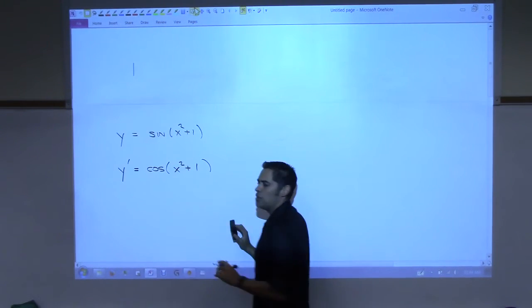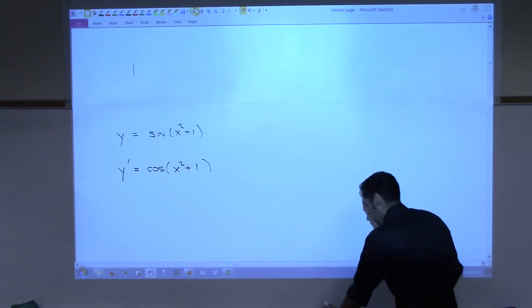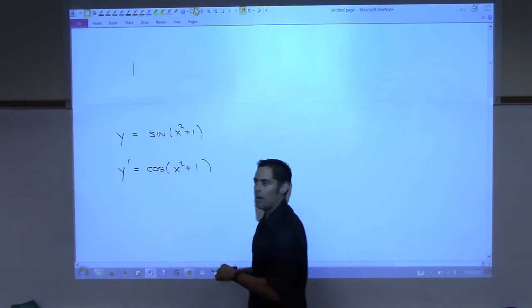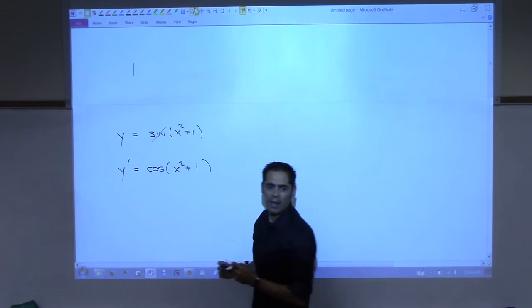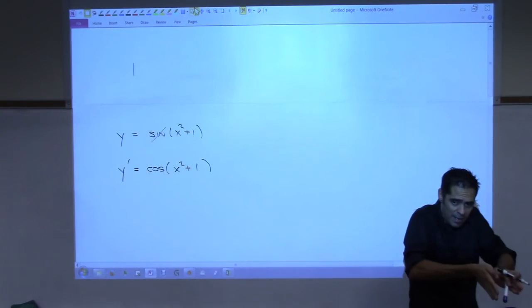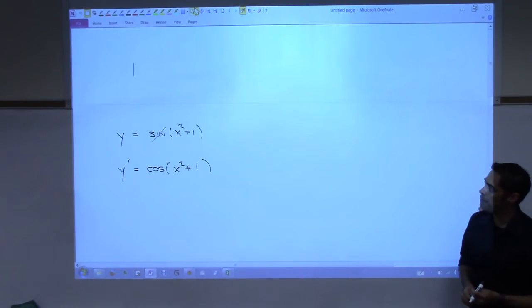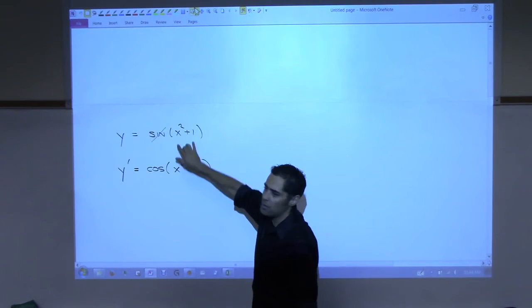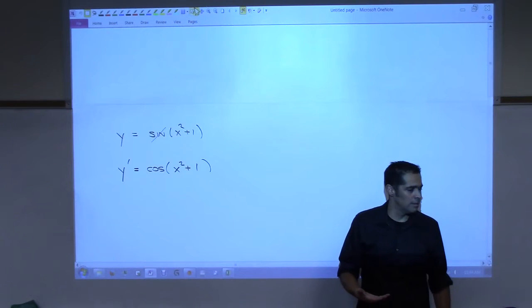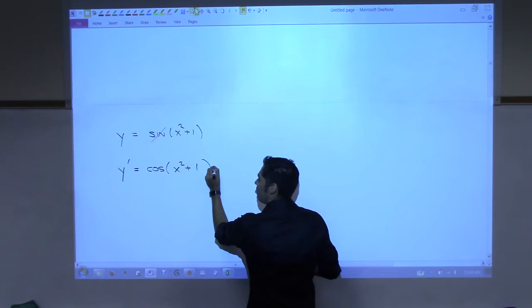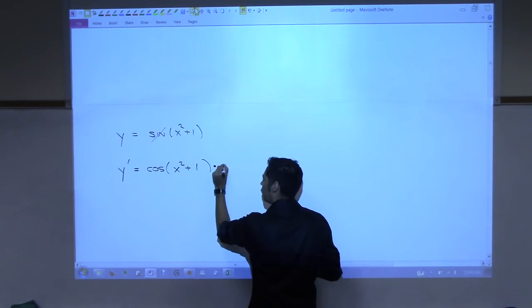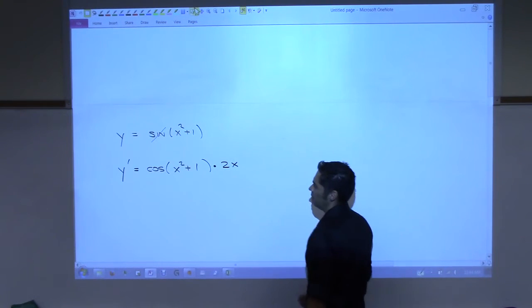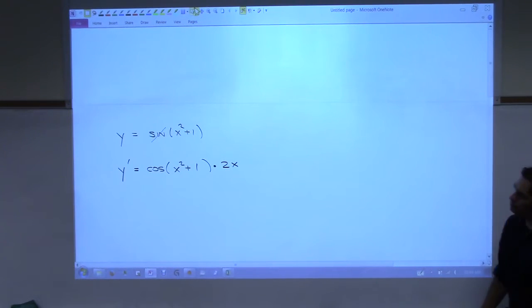Okay, you have now done the outside layer, right? You have taken care of the outside layer. Now work your way to the next layer in. What's the next layer in? X squared plus 1. What's the derivative of that? 2x. So you say multiplication, because you always do multiplication with chain rule, 2x, and you're done. I like that one a lot more. Yeah, me too.